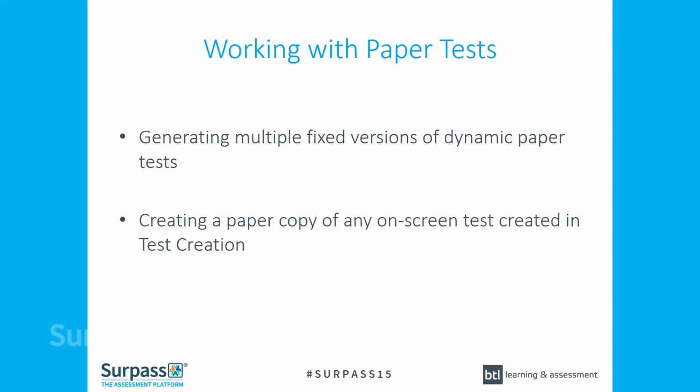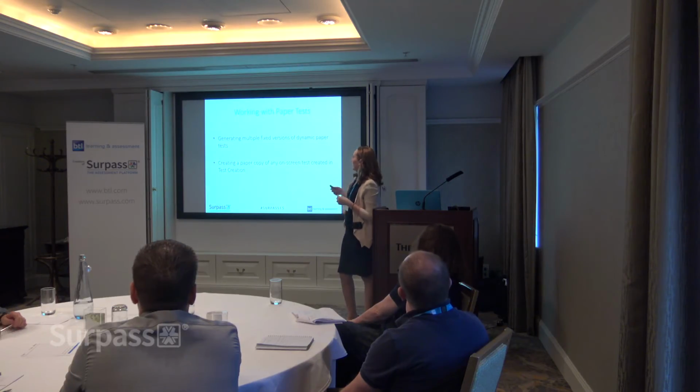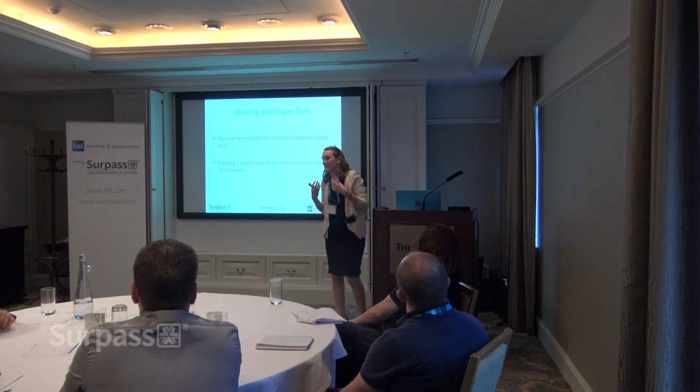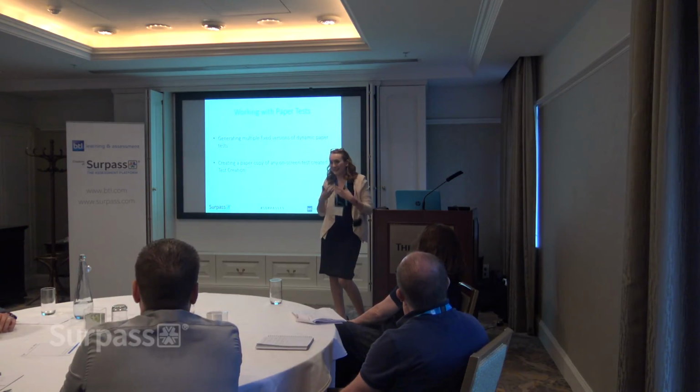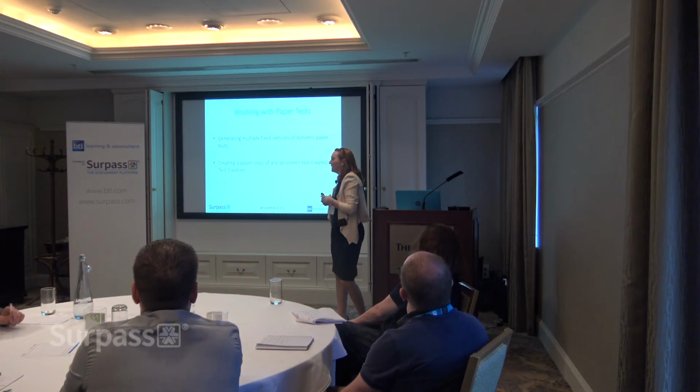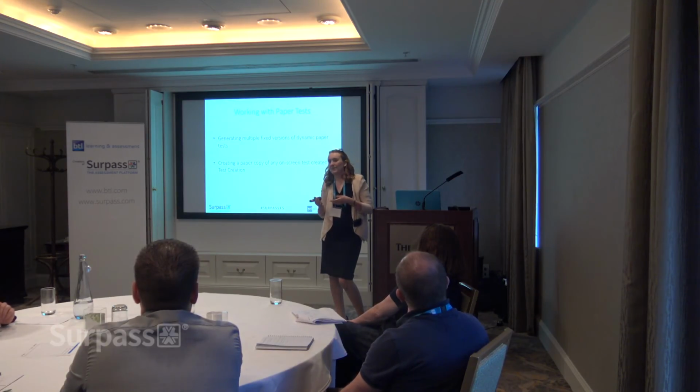So there's a couple of things that I want to talk through: fixed versions of dynamic paper tests, and paper copies of on-screen tests. So the first one, the fixed versions. We introduced dynamic content into the test wizard a couple of releases ago now, and that lets you obviously use dynamic rules to build what's traditionally an on-screen test. And we excluded that from paper tests because obviously a paper, once it's printed, it ceases to be dynamic. What you can do now is build a test with dynamic rules, and then for your paper versions, you can generate fixed copies.